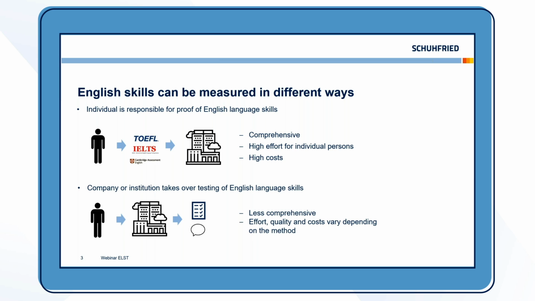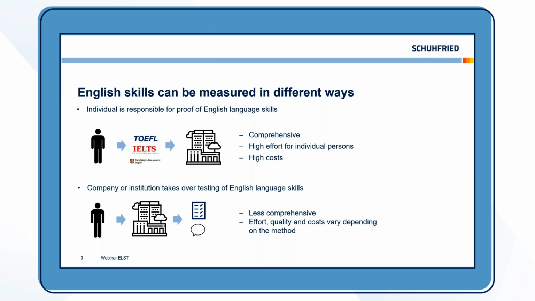Another way is that the company or an institution tests the English language skills itself. Such tests are usually less comprehensive. However, the effort and the costs are often much less for the individual. And the effort for the institution and the quality of the tests depend on the method that is used. If this is done, for example, on the basis of an interview, the time and the financial effort is relatively high and the objectivity is also lower than compared to standardized tests.